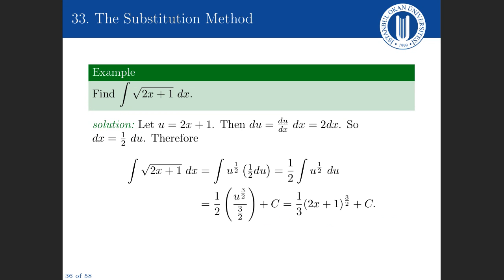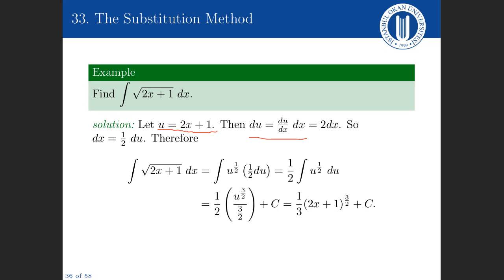Let's do another one. Find the integral of the square root of 2x plus 1 dx. Again, I want to use a substitution to change this into an easier integral. So I look at the integrand and I see there's a 2x plus 1 there. I'm going to let u be 2x plus 1, and then I'm going to see if that works. Does that change our integral into an easier integral?